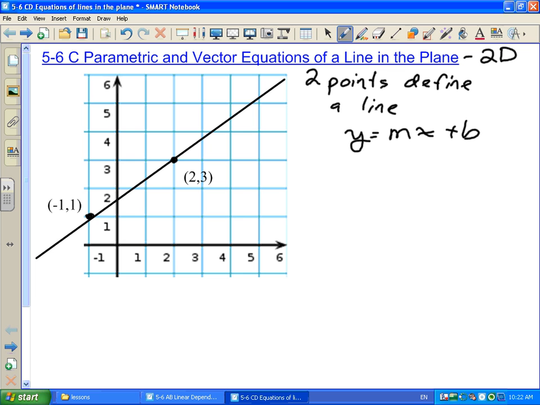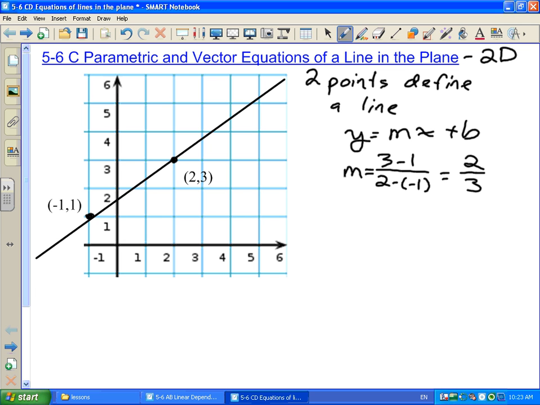Yeah, equation of a line: y equals mx plus b. So how would you determine what the slope is? Absolutely. In this case, we'll use y2 is 3, y1 is 1, and our x2 is 2, and we subtract our x1, which is -1, and we end up with a slope of 2/3.